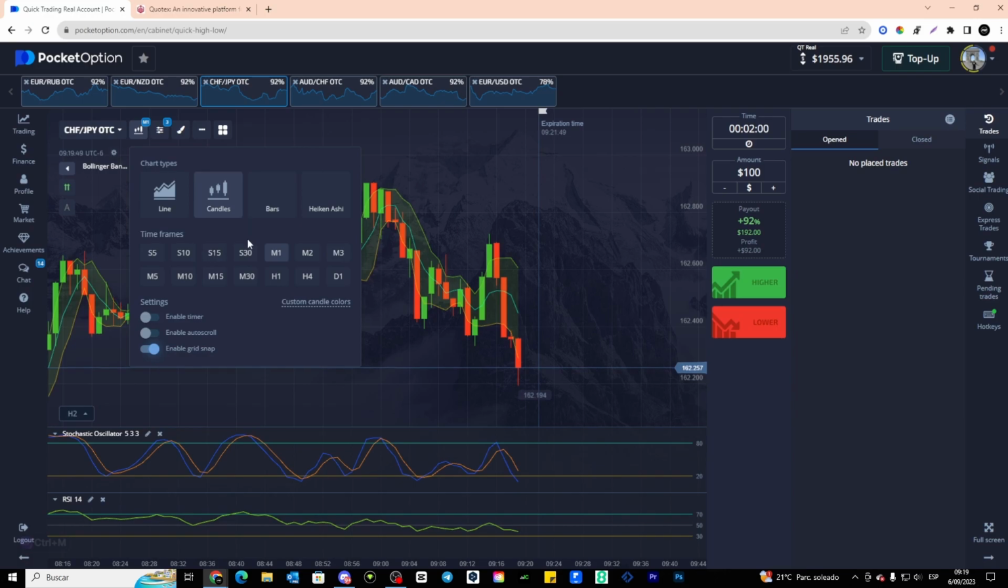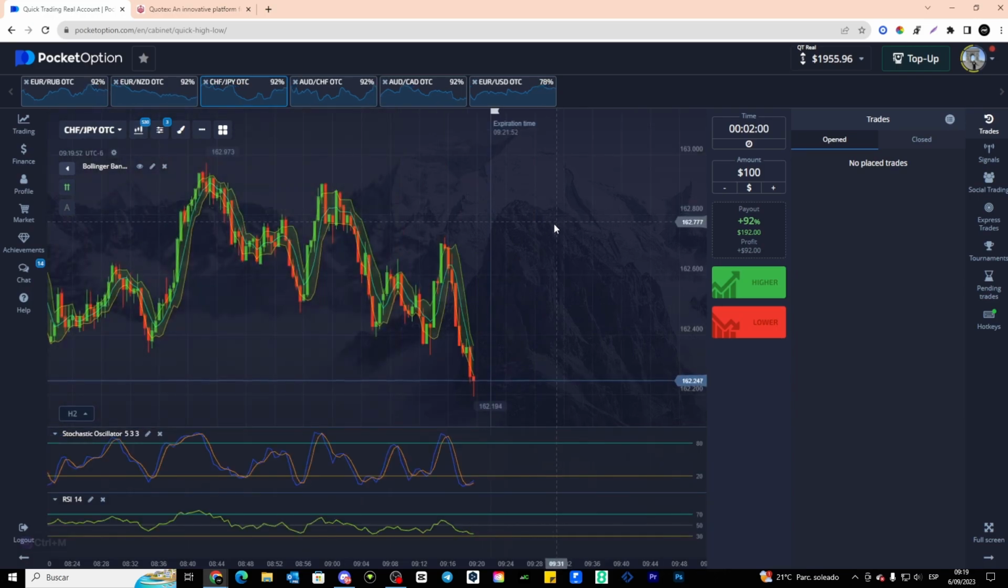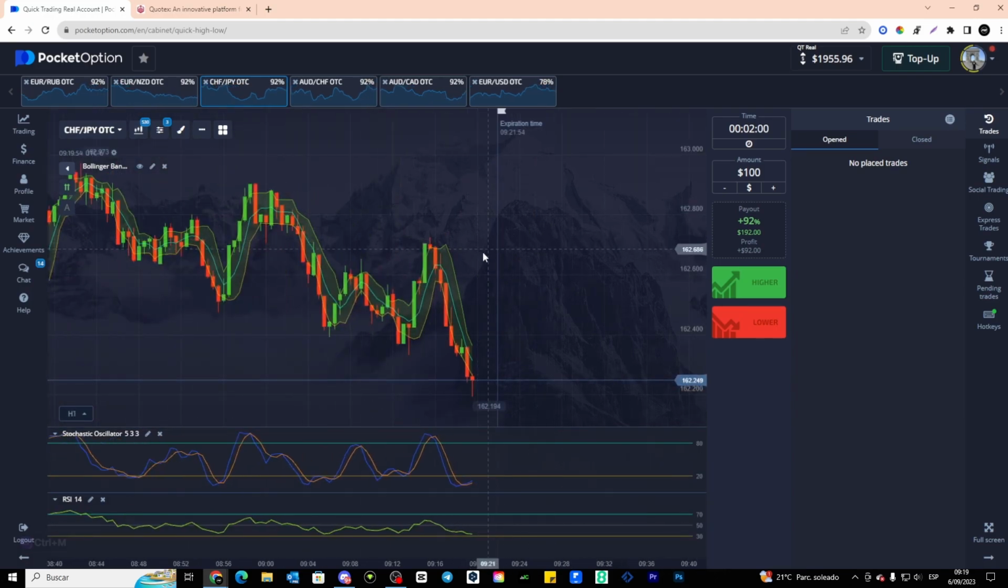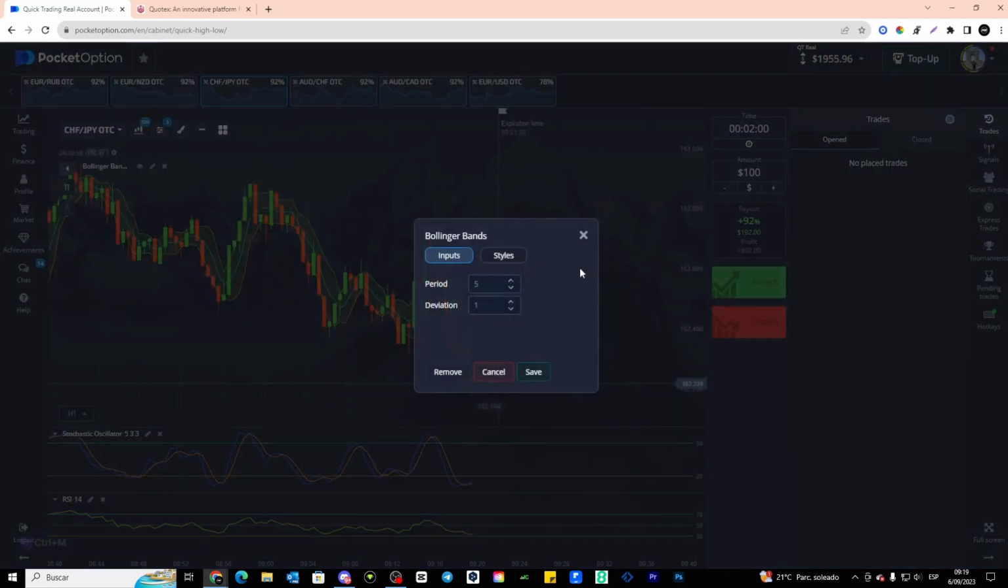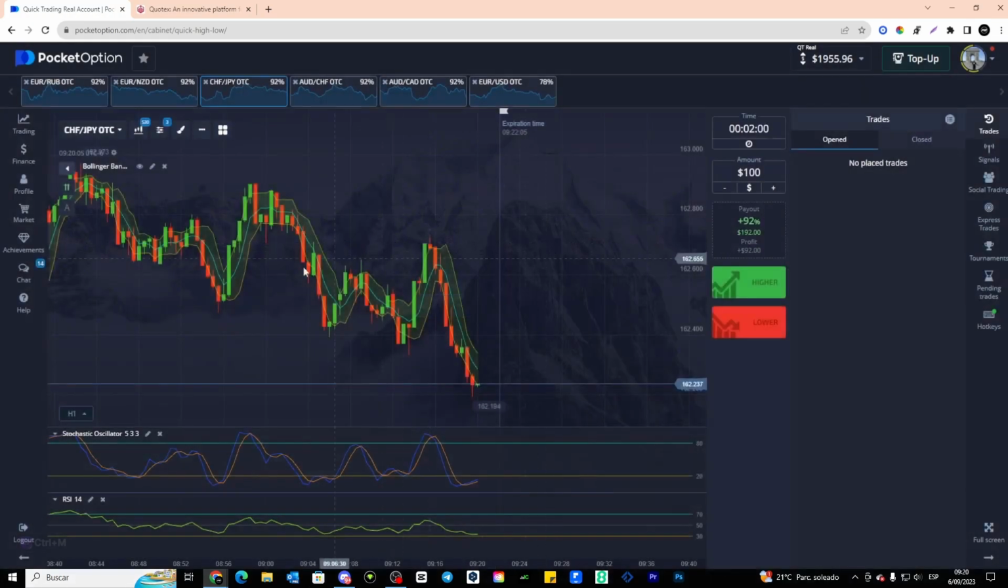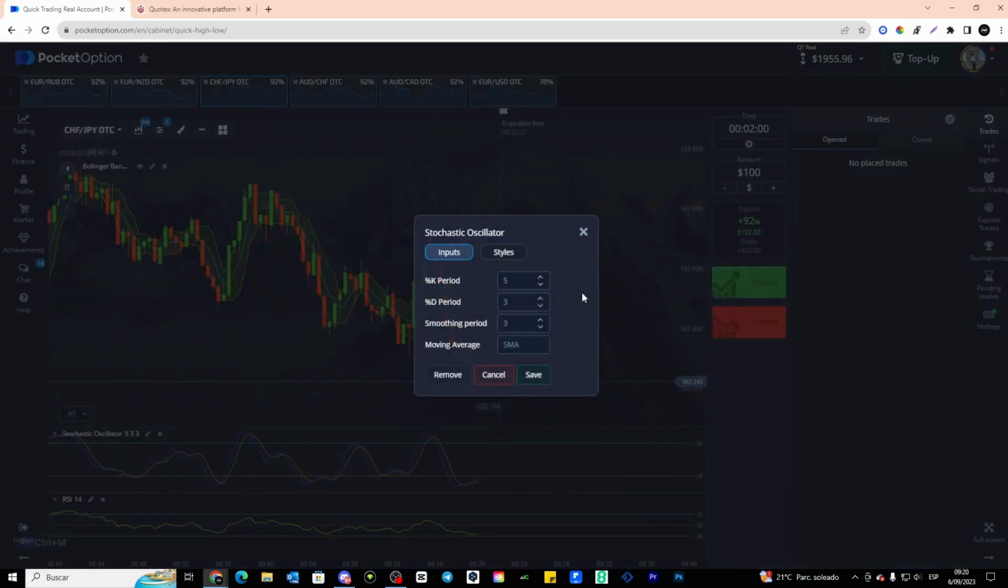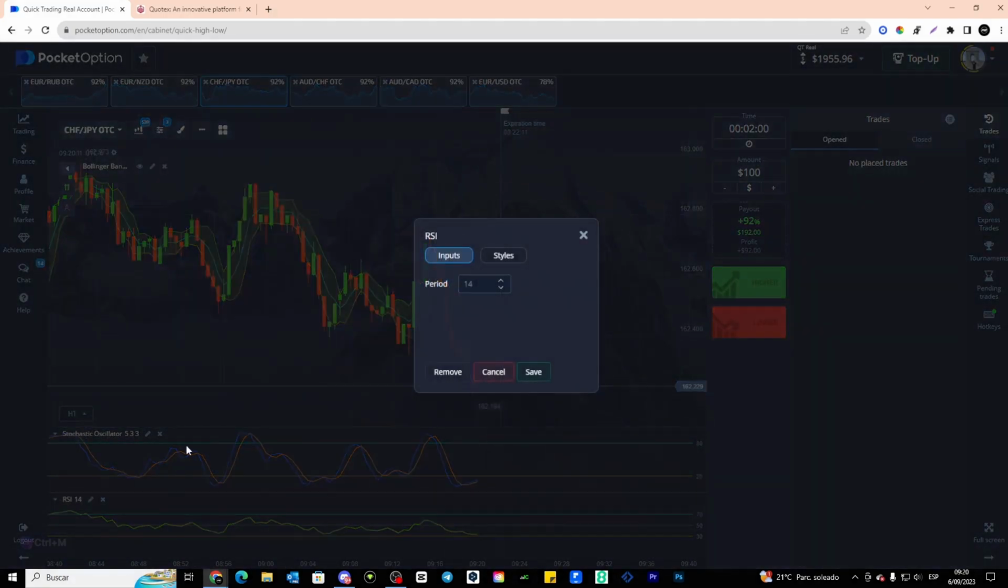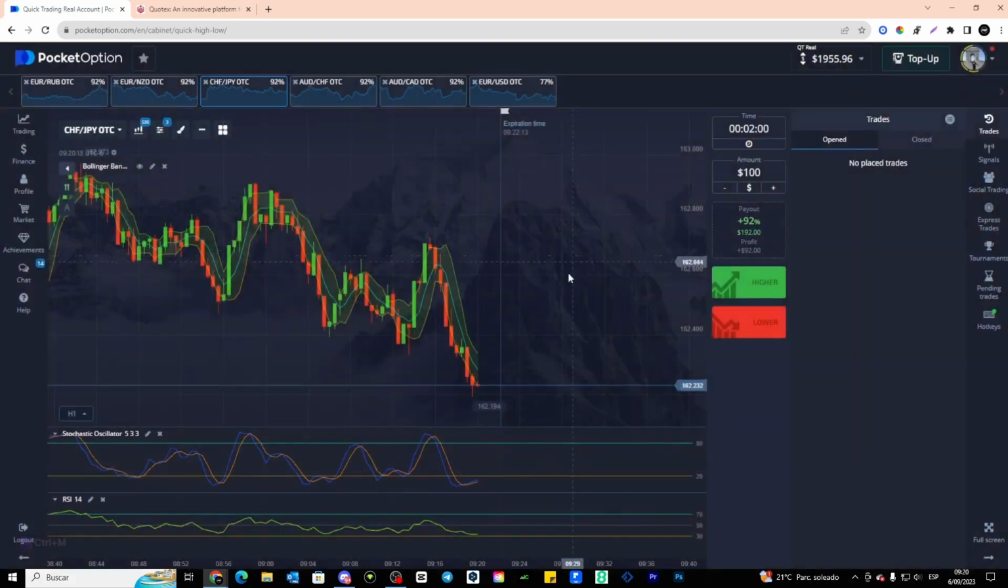I'm going to change the time frame of the Japanese candlesticks to 30 seconds, and I will show you the settings for the indicators. This is the Bollinger Bands, period 5 and 1. The settings for the stochastic are 5, 3, and 3. The setting for the RSI is going to be 14.